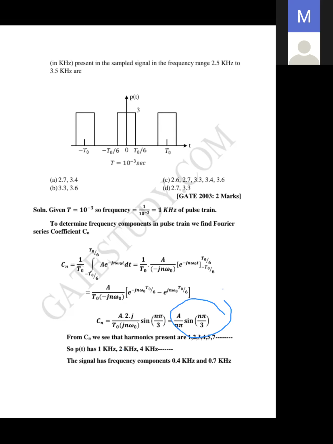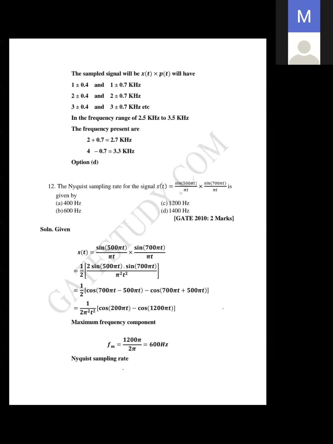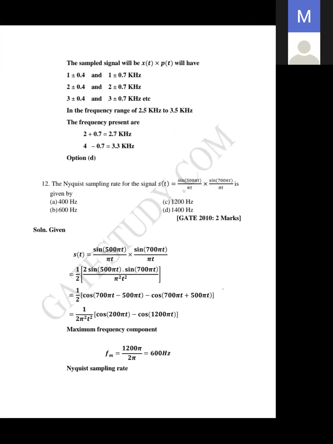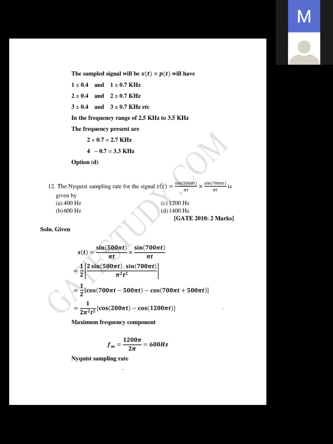Now from Cn we can see that the harmonics are 1, 2, 3, 4, 5, 7. Just substitute this value here, then we will get the desired answer as 0.4 kilohertz and 0.7 kilohertz. Now again, from this, the samples will be x of t into p of t. So now substitute 1, 2, 3 values. For 1, plus or minus, because here we got two components, 0.4 and 0.7. So from this, 1 plus or minus 0.4 and 1 plus or minus 0.7 kilohertz.